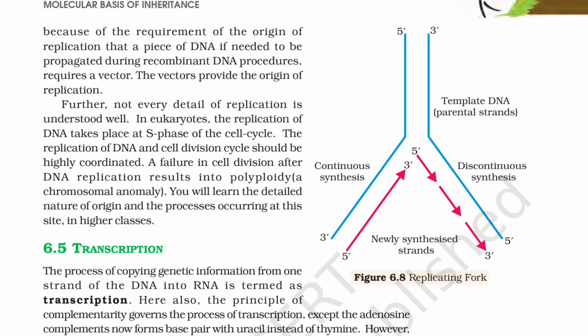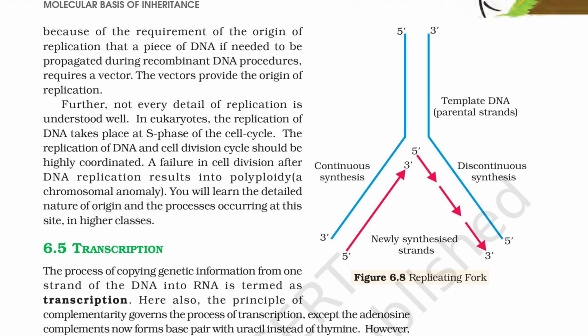Further, not every detail of replication is understood well. In eukaryotes, the replication of DNA takes place at S phase of the cell cycle. The replication of DNA and cell division cycle should be highly coordinated. A failure in cell division after DNA replication results in polyploidy, a chromosomal anomaly. You will learn the detailed nature of origin and the processes occurring at this site in higher classes.